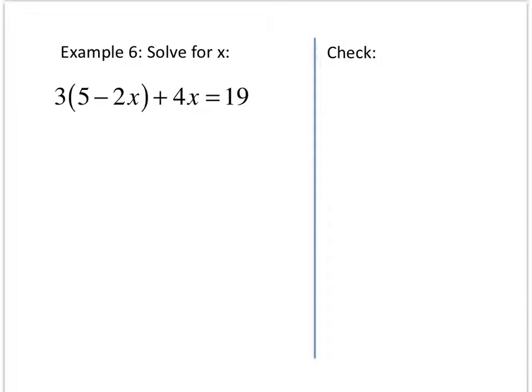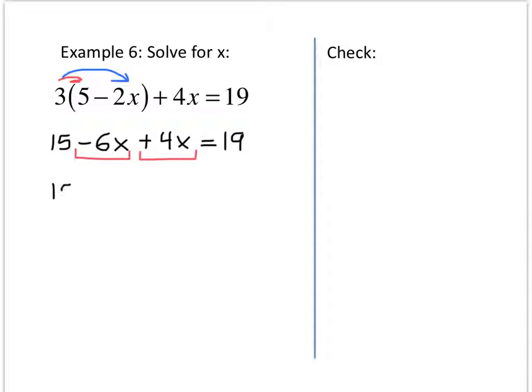I can do this multiplication by 3 first, as long as I distribute it through to both the 5 and the negative 2x. So 3 times 5 is 15. 3 times a negative 2x is negative 6x. And then I'm still left with that 4x equal to the 19. And I notice now that I do have two like terms that both contain x, negative 6x and positive 4x. And I can actually combine those into a negative 2x. So I have 15, negative 2x, and this is equal to 19.